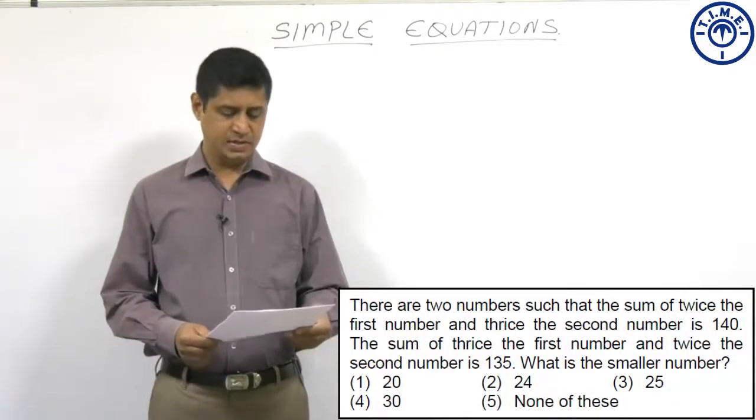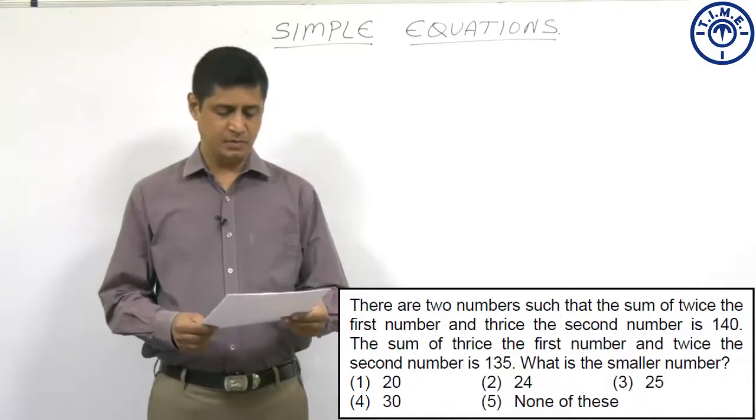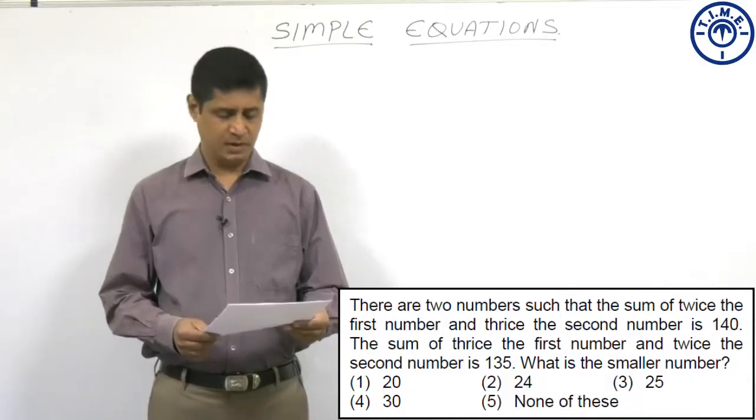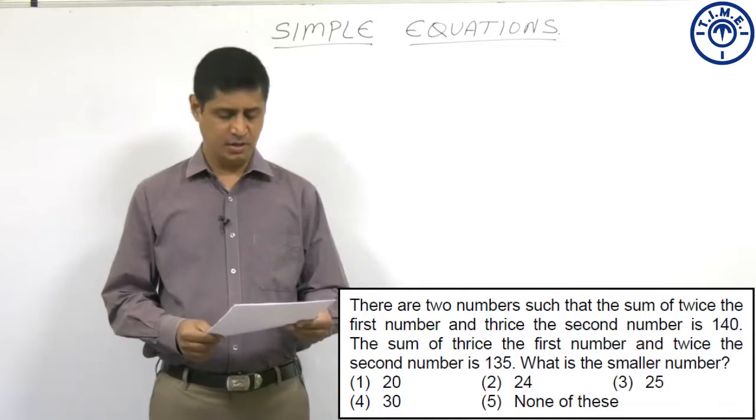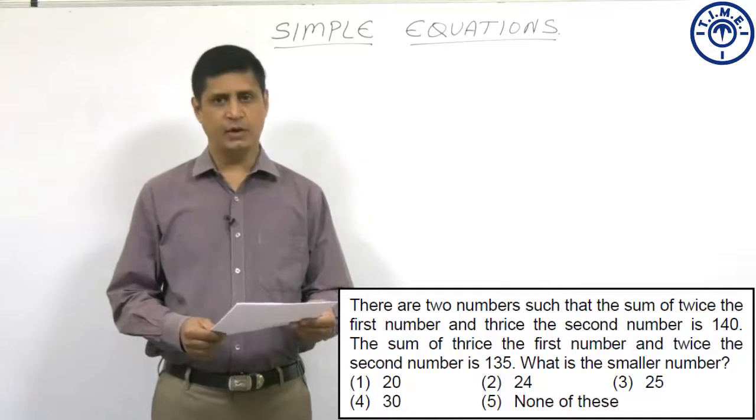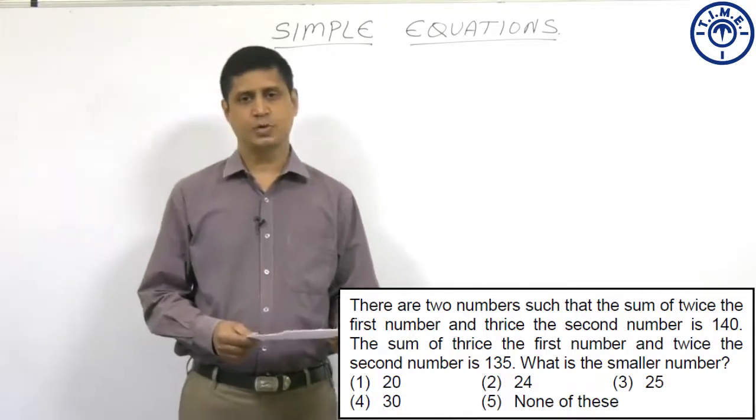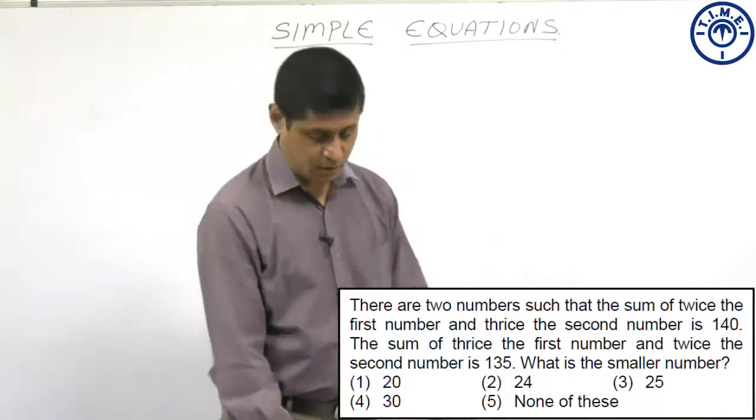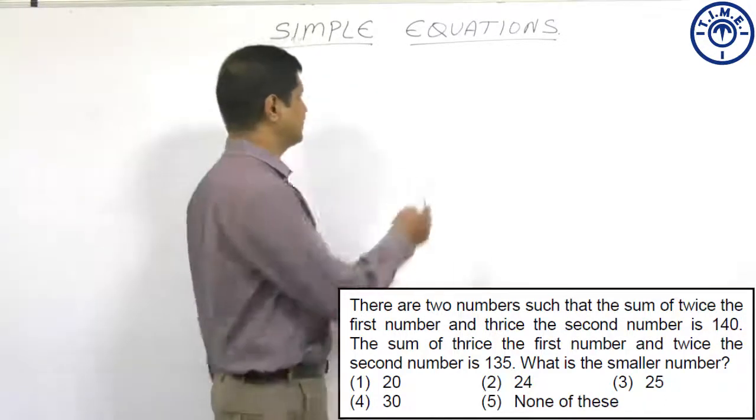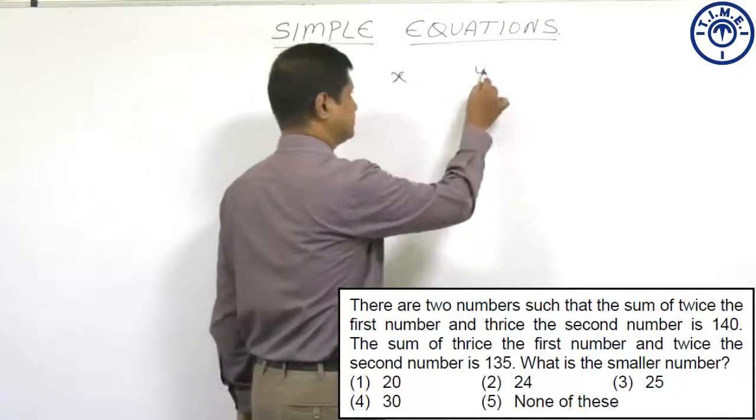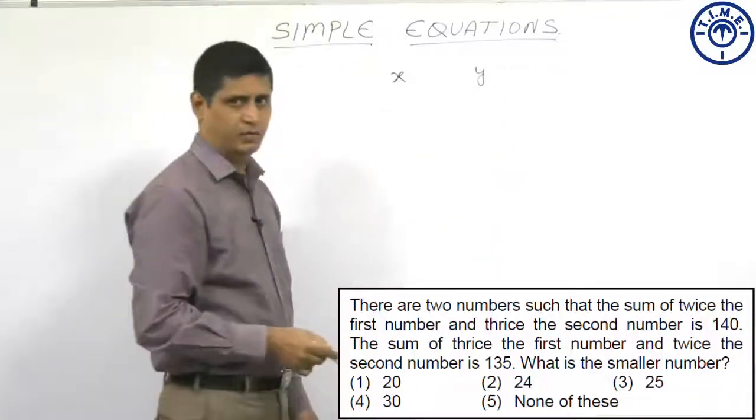There are two numbers such that the sum of twice the first number and thrice the second number is 140. The sum of thrice the first number and twice the second number is 135. What is the smaller number? I am assuming the numbers as x and y. So, we need to find the smaller one.